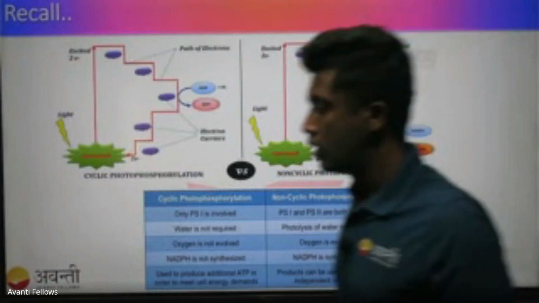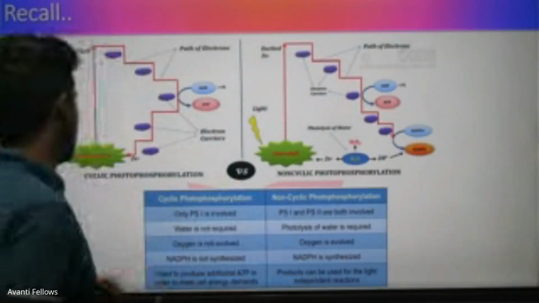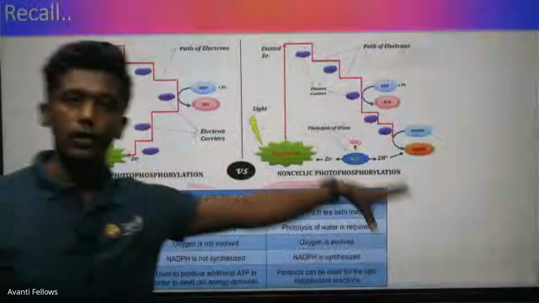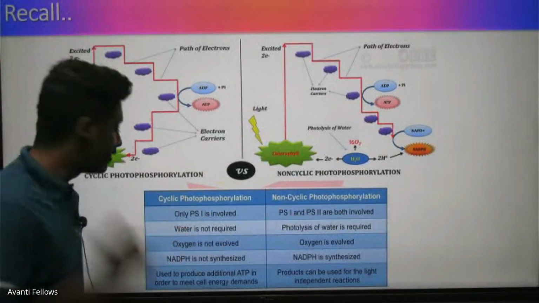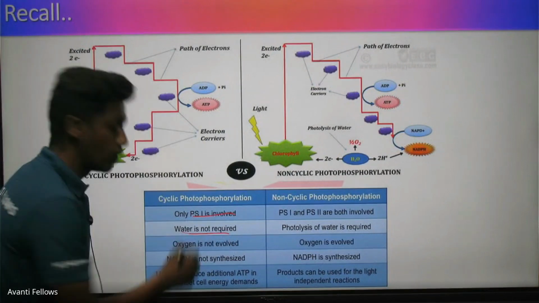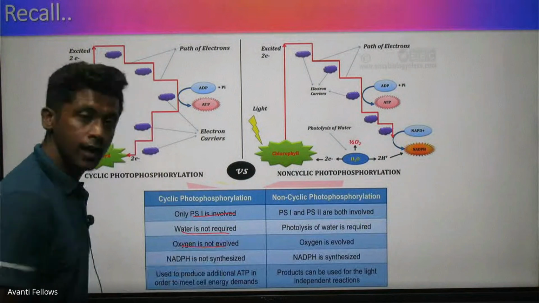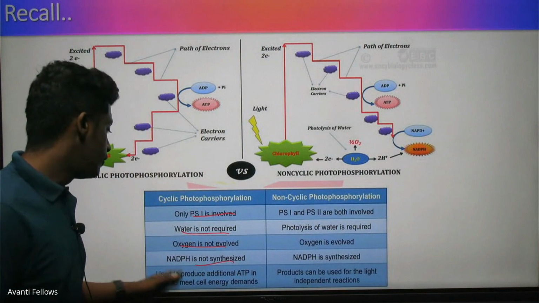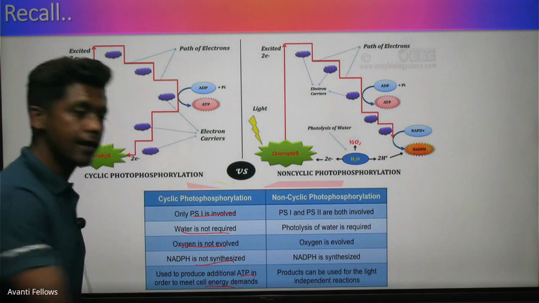Look here. Very important thing. You have to note down these things that you have to remember. What's the difference between cyclic photophosphorylation and non-cyclic photophosphorylation? In cyclic photophosphorylation, only PS1 is involved. Water is not required, oxygen is not evolved, and NADPH is not synthesized. Finally, it is used to produce additional ATP in order to meet the cellular energy demands.